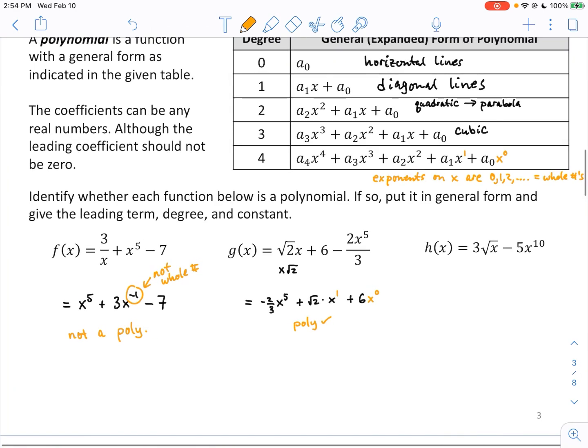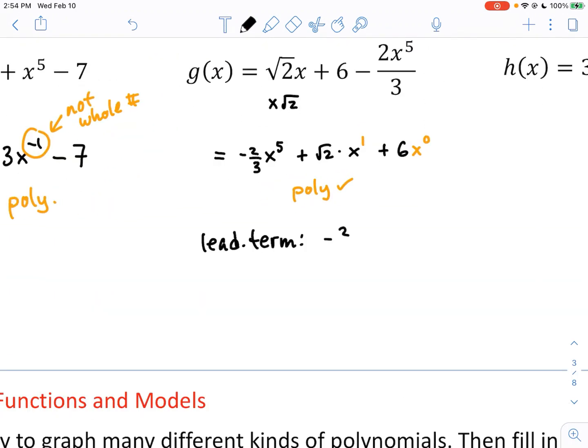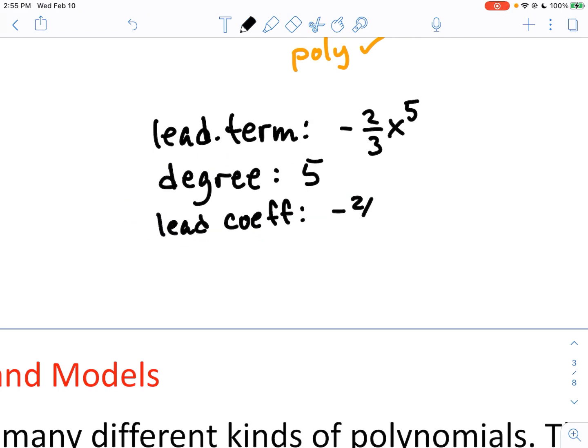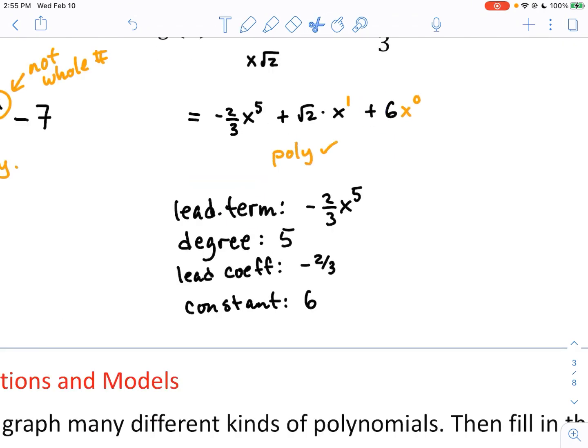Put it in general form, we've already done that, and give the leading term, degree, and constant. Okay, so the leading term is the entire negative 2/3 x to the 5th. The degree is the 5. It's the highest power. I could have also said, what's the leading coefficient? I'm going to go ahead and put that in here anyway, even though I didn't ask for it. The leading coefficient is just the negative 2/3. And then lastly, the constant is the 6. If this had been subtraction right here, then you would have said the constant is negative 6.